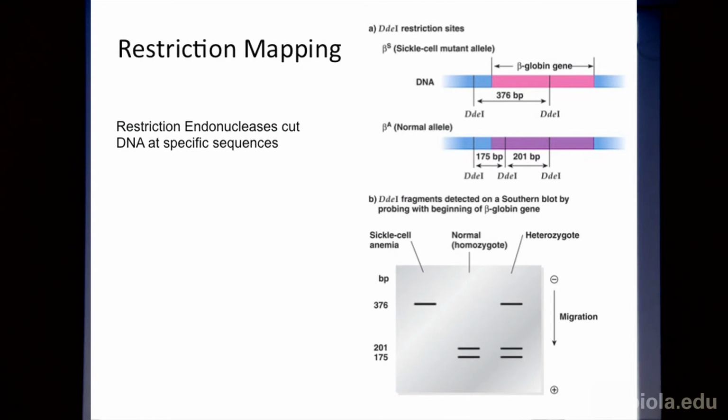The way you can then narrow this down is by a technique called restriction mapping. This is where we cut the genome up into pieces. And again, we're just looking for linkage. Is your trait, color blindness or whatever, linked to a certain piece size that we generate when we cut the genome? Okay.